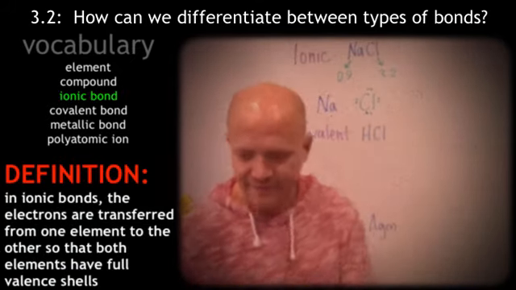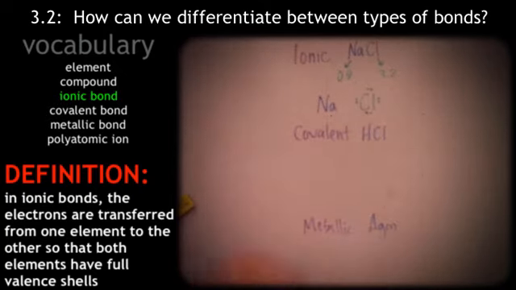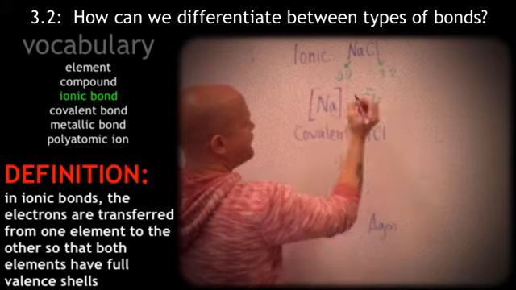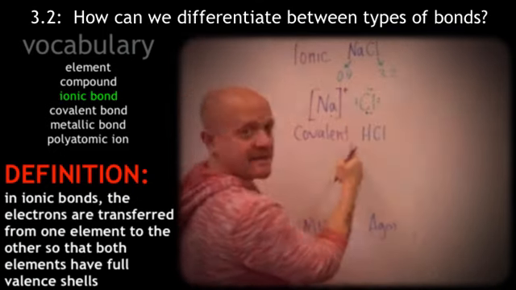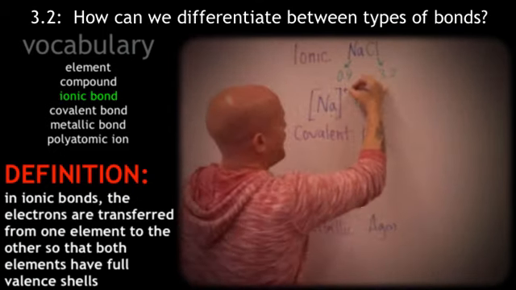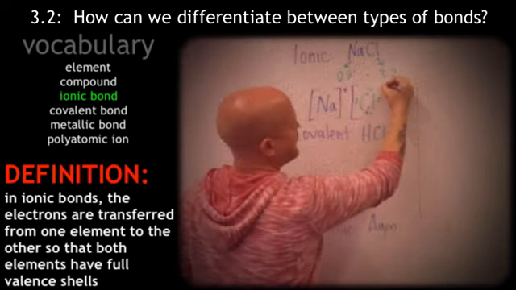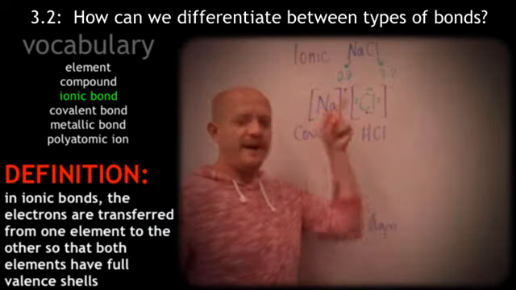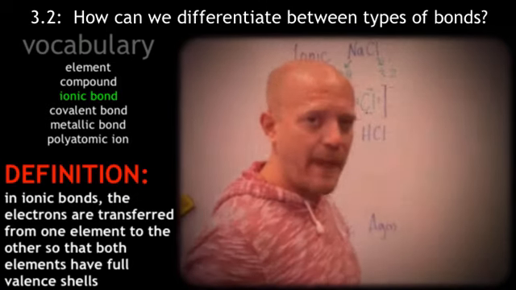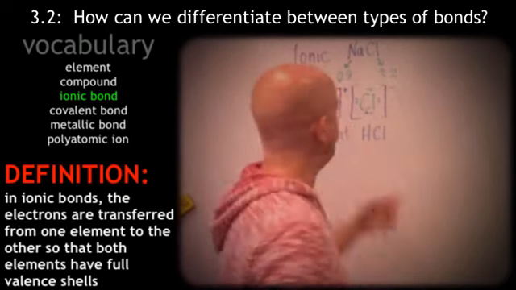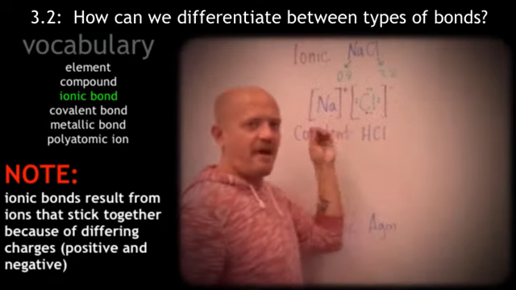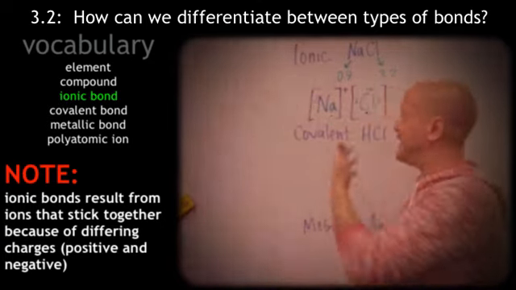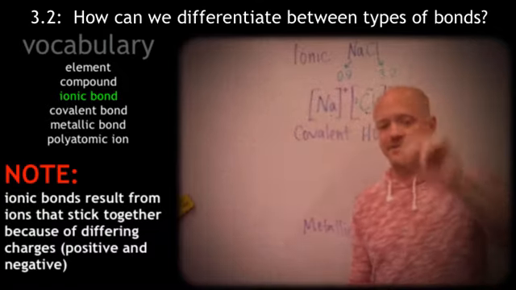Now, once we do that, the sodium atom is now a sodium ion with a positive 1 charge. The chlorine atom is now a chloride ion with a negative charge. When you have a positive and a negative, think about a magnet. They stick together. These bonds are incredibly strong, the strongest bonds that exist. Ionic bonds are very strong.